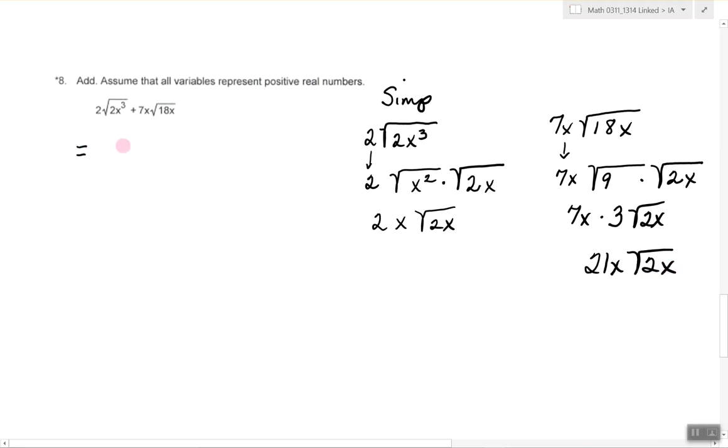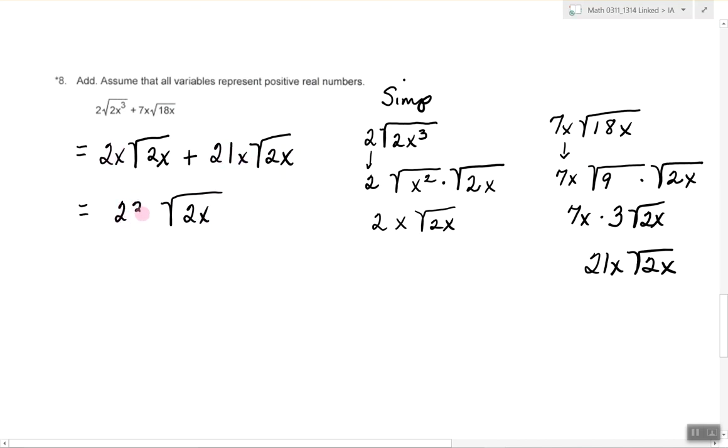Coming back to the problem, I have 2x square root of 2x plus 21x square root of 2x. And so I was fortunate, this was rigged. I have some square roots of 2x, those are like radicals. I'm going to add 2x and 21x for 23x. So my answer is 23x times the square root of 2x.